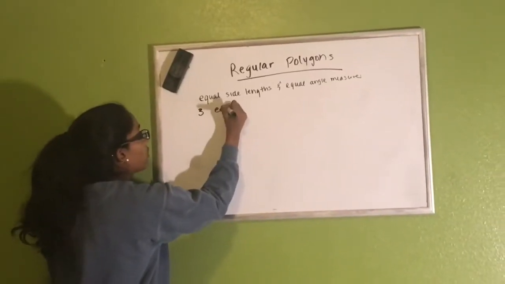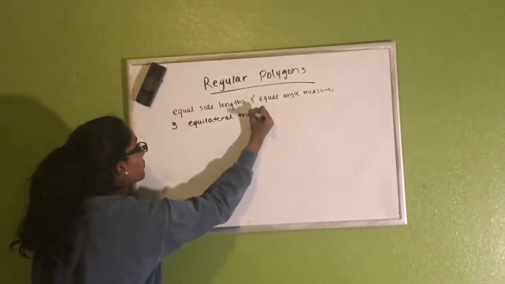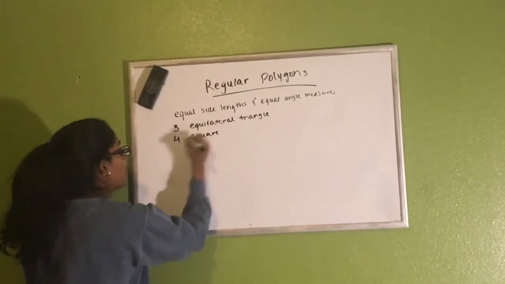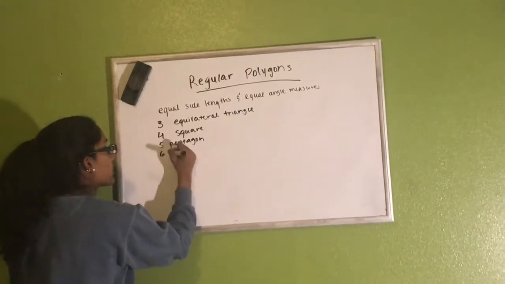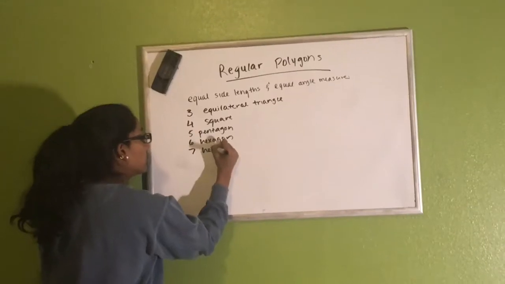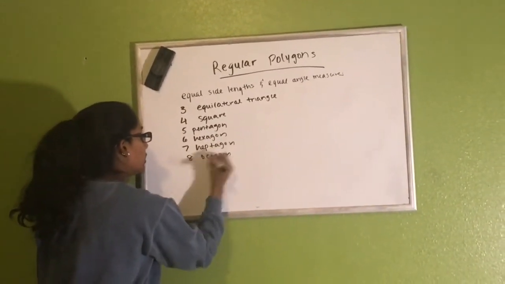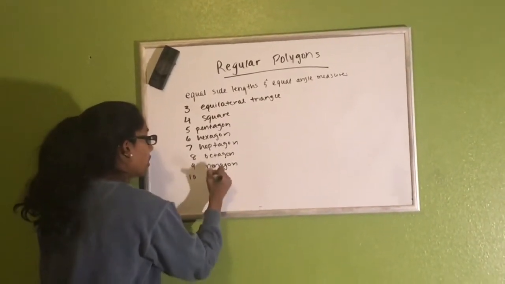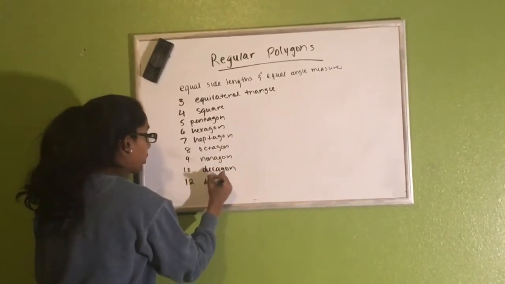It's called an equilateral triangle. 4 is a square, 5 pentagon, 6 hexagon, 7 heptagon, 8 octagon, 9 nonagon, 10 decagon, 12 dodecagon.